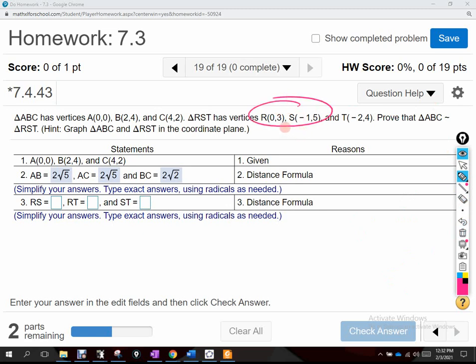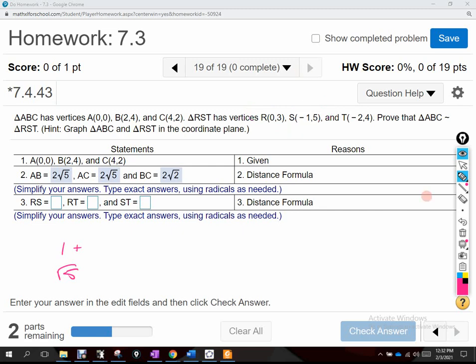R to S, so subtract the x's, so it'd be 1. Square that, still be 1. Subtract the y's, so 5 minus 3 is 2. Square that is 4, so I get radical 5. So radical 5 will go there for RS.